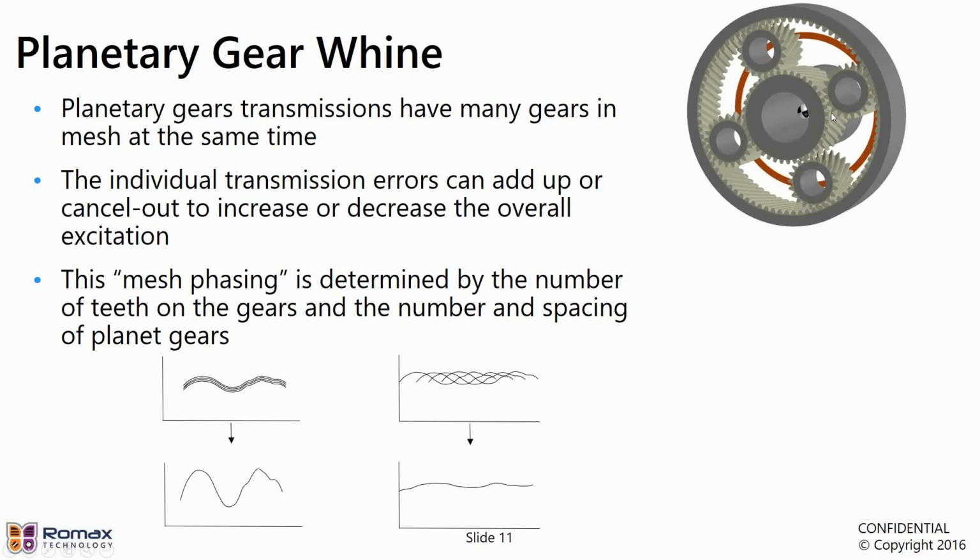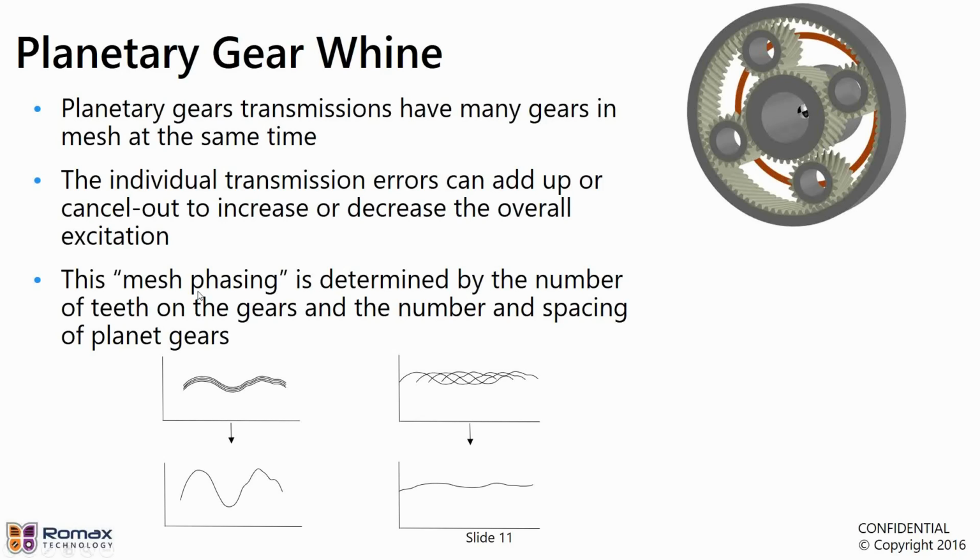Each of these 8 meshes in this example has its own transmission error, and depending on what we call the phasing of those transmission errors, they can either add up together if they are in phase. So here you can see 4 transmission errors in phase adding up to produce a large overall transmission error for the planetary gear set as a whole, or they can cancel out. They can be staggered, as you see here, and then they tend to cancel out and produce less transmission error than a single gear pair would have on its own.